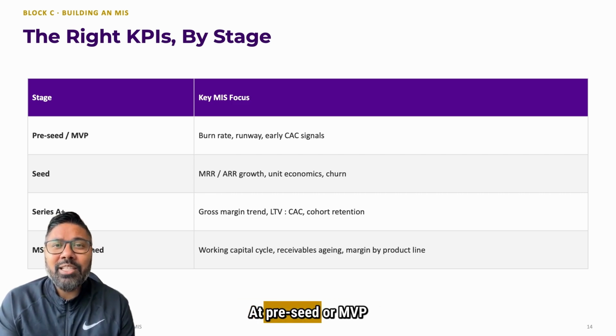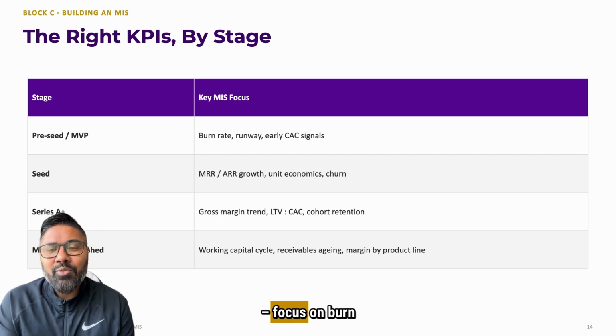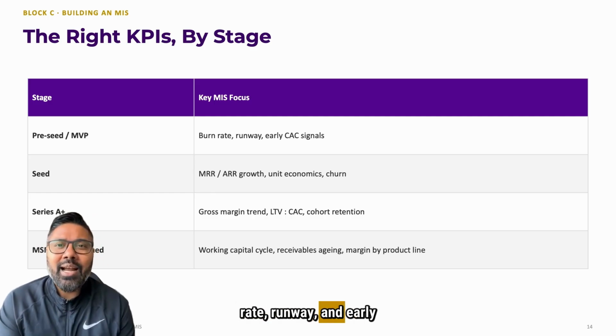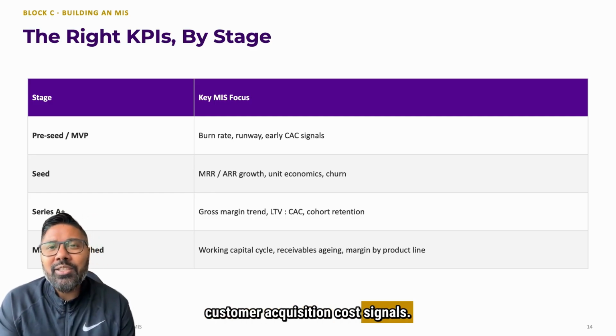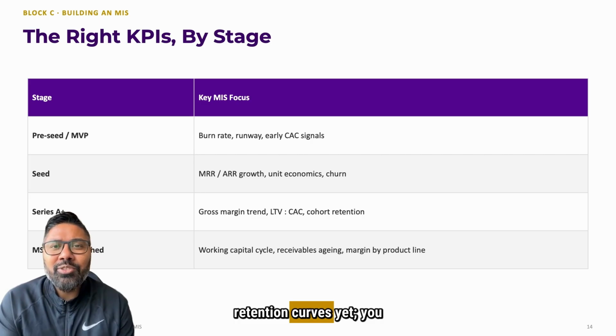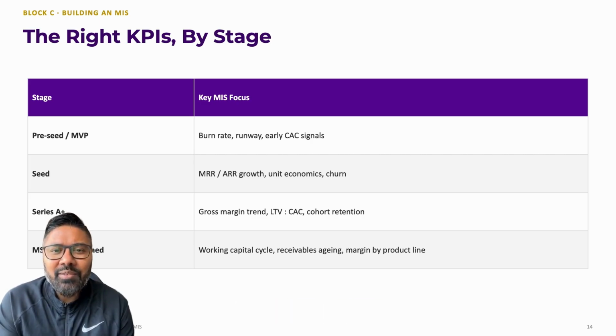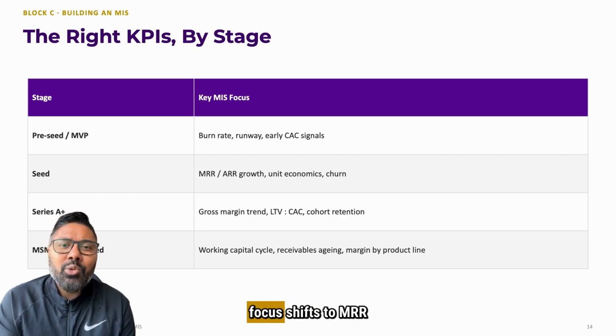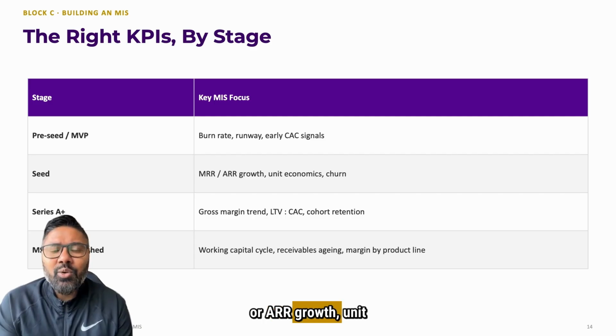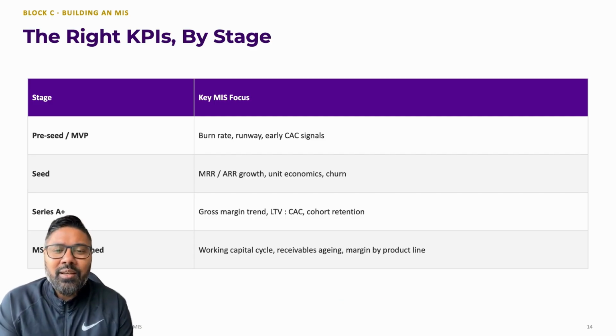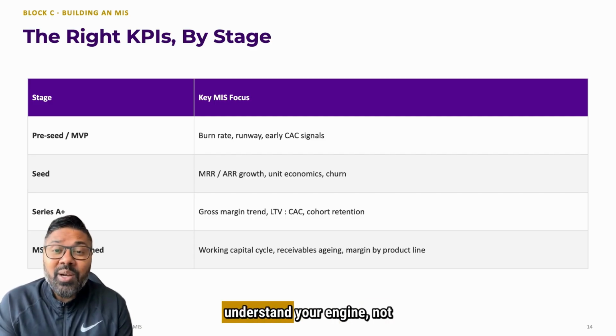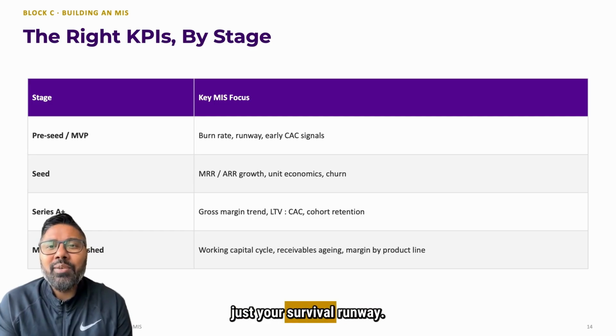are. At pre-seed or MVP stage, keep it simple. Focus on burn rate, runway, and early customer acquisition cost signals. You don't need cohort retention curves yet. You need to know how many months you have left. At seed stage, the focus shifts to MRR or ARR growth, unit economics, and churn. Because now investors want to see that you understand your engine, not just your survival runway.